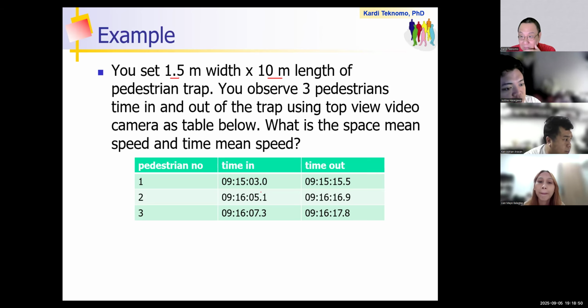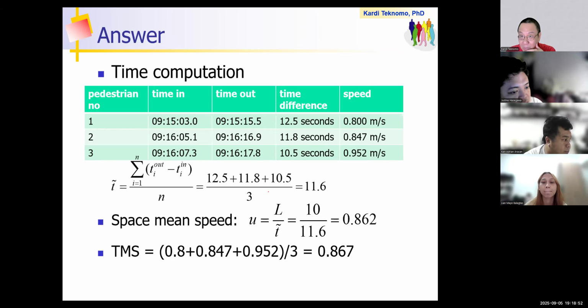All right, so what will you do? You compute. You take the time difference, and then you get the average of the time. So 12.5, 11.8, 10.5 here, divided by the number of pedestrians, 3. So you get 11.6. So the time mean speed, you will get 0.